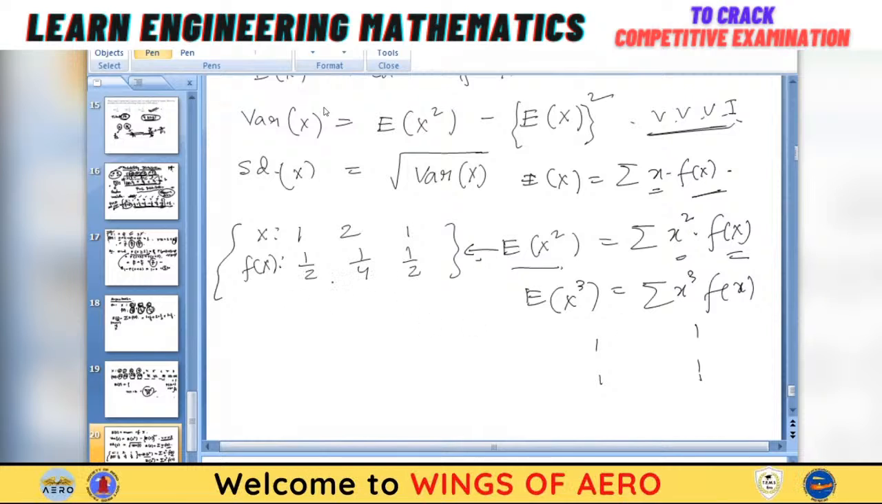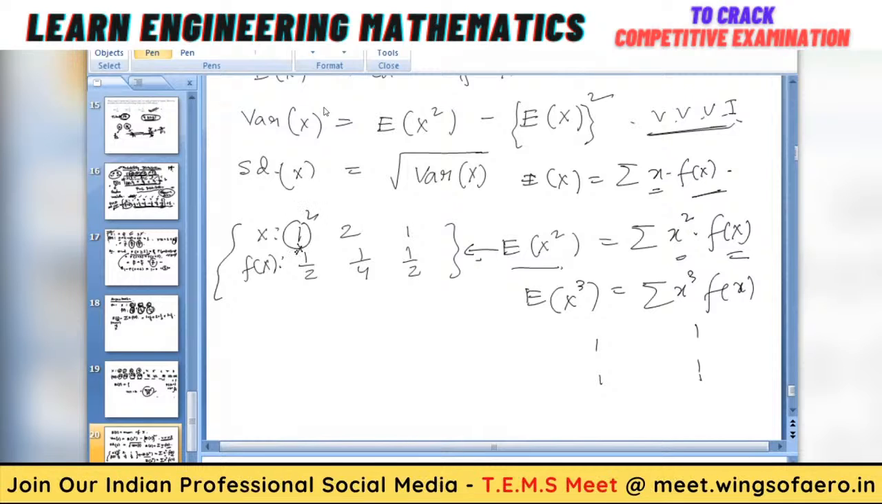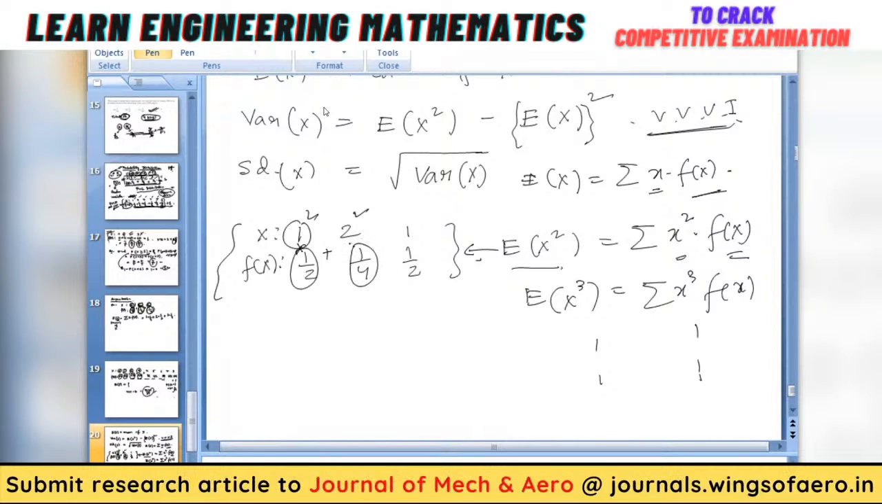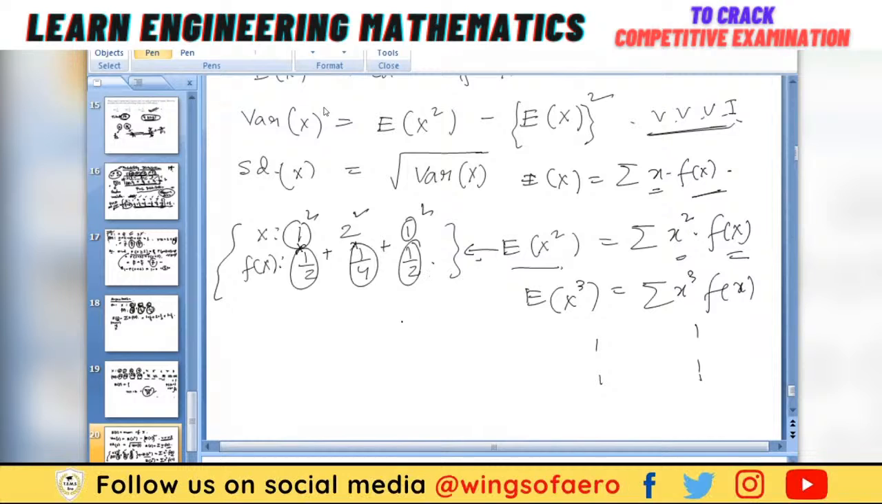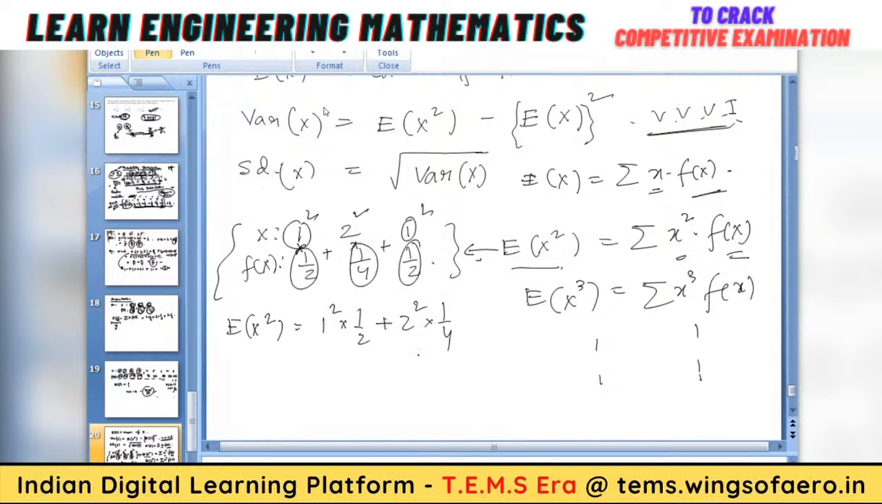Okay, so let's check the expectation of X square. X square means just square it. That is, 1 square into half plus 2 square into 1 by 4 plus 1 square into 1 by 2. So the expectation of X square is equal to 1 square into half plus 2 square into 1 by 4 plus 1 square into 1 by 2.